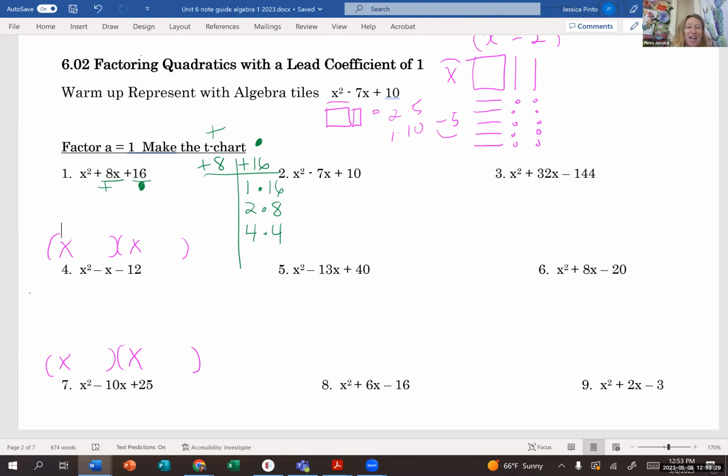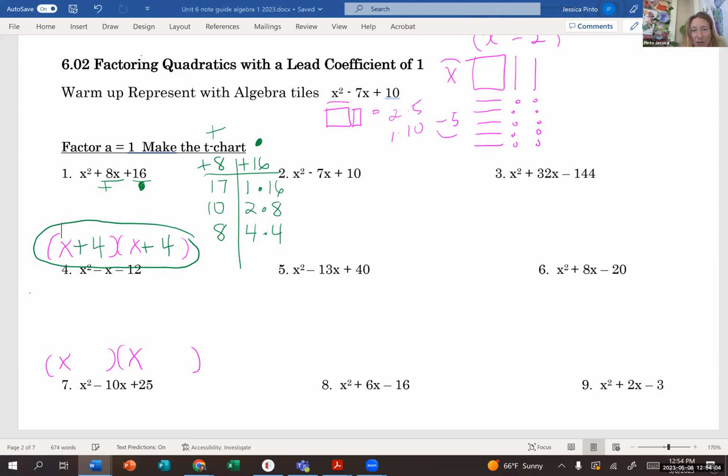So 1 and 16. When I add those together, I get 17. So is that the answer I'm looking for? No, but I have eliminated a wrong answer, so that's good. 2 and 8, when I add those together, I get 10. So those are not the correct answer. I've eliminated a wrong answer, which is good. 4 and 4, they add to make 8. And I see in this problem that it was positive, positive. So I know that this is positive 4 and positive 4. So this is my final answer.